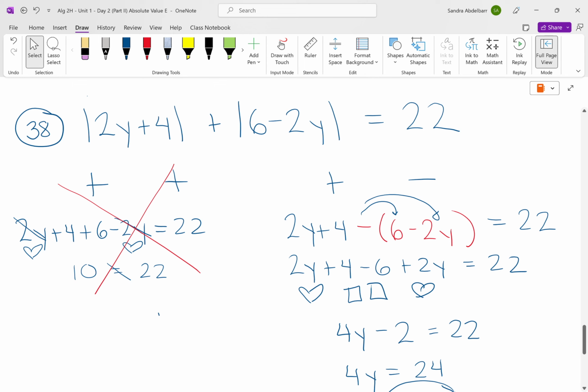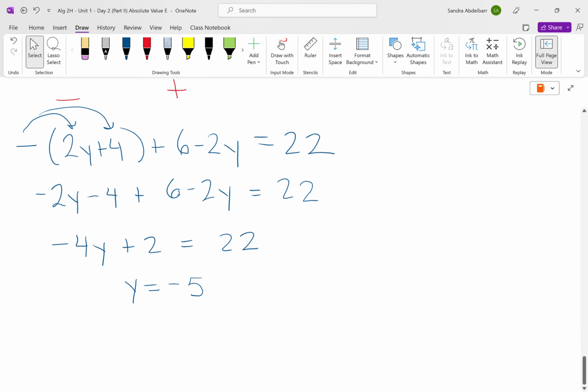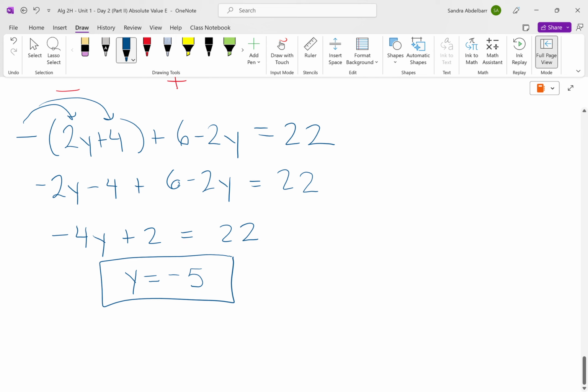Should we check it? Yes, let's check it. Negative 10 plus 4 is negative 6. Absolute value of negative 6 is 6. 6 plus 10 is 16. 16 plus 6 is 22. Does this work out? Yes.